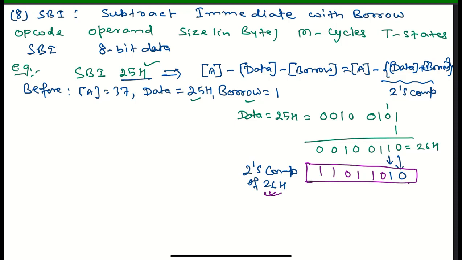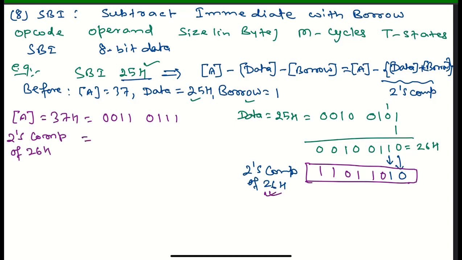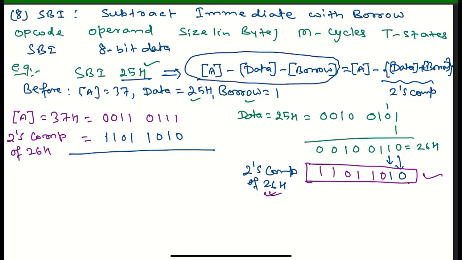So here this accumulator content has been given as 37H, which can be written in binary form as 0011. This is for 3. 7, how can it be written? 0111. Now here we need to write the 2's complement of 26H. So what is there? This 2's complement, we got it here as 1101, then 1010. So now we need to add these two. So that is giving the result for this.